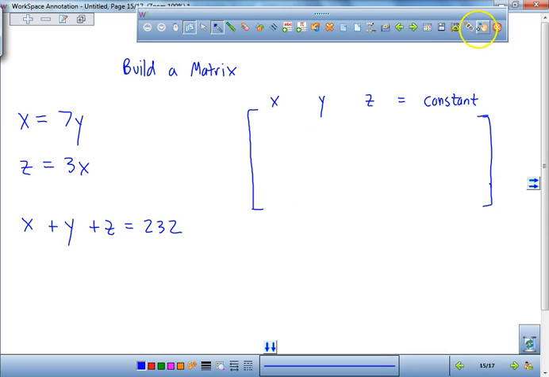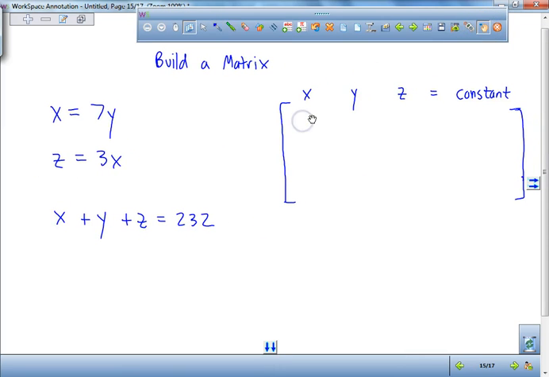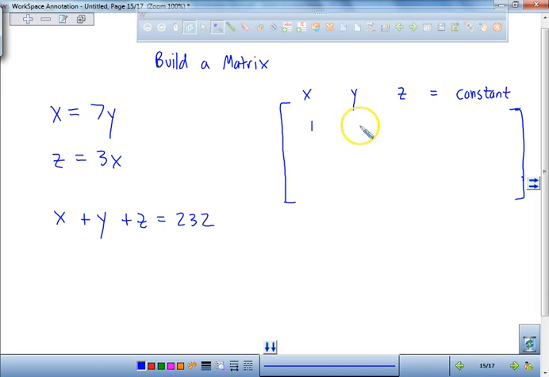So of these equations, which is the only one that's already set up perfectly, ready to plug in? Right. So on this one, you could just put a 1 and a 1 and a 1, and you could put what? 232. So 1, 1, 1, 232. That one's good to go. This is not.